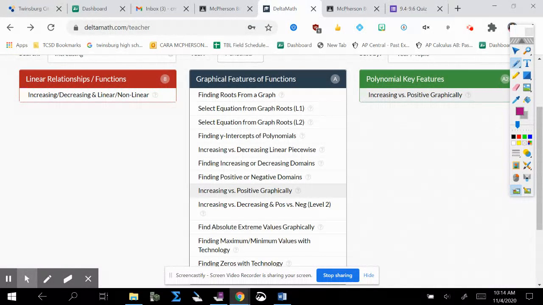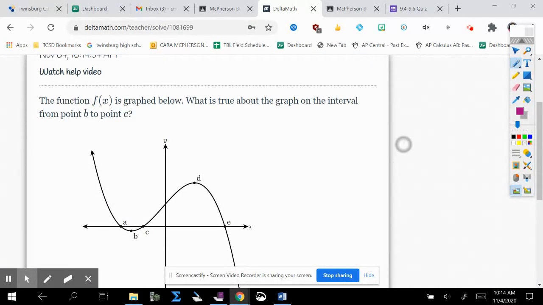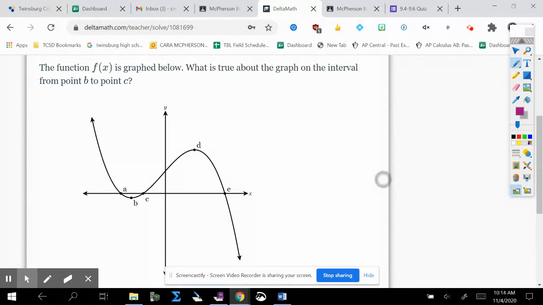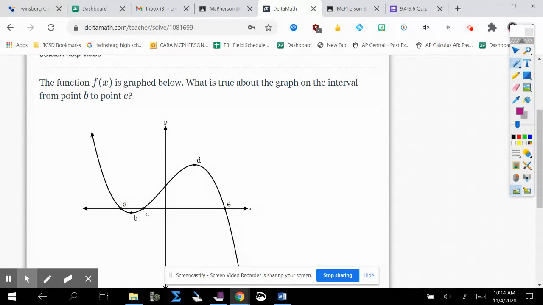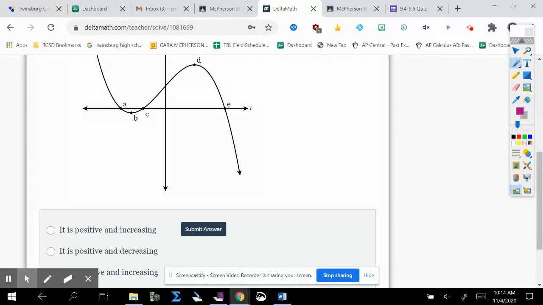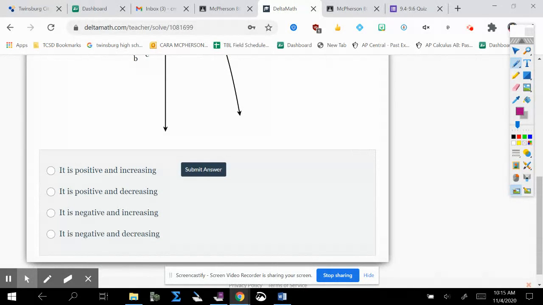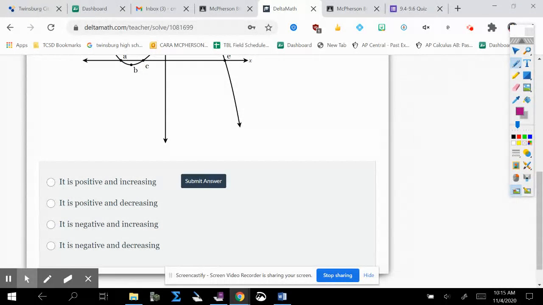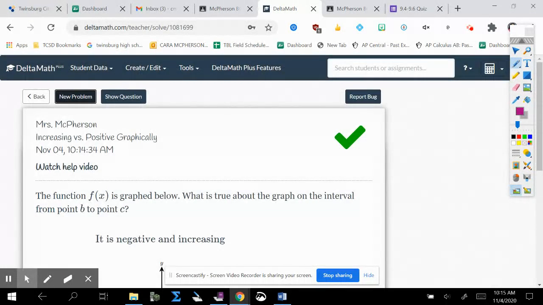Delta Math. So here's a section that asks you, with your picture, to talk about things like increasing, decreasing, positive, or negative. So this particular one wants to know, what do we know about the interval from B to C? If you look on this graph, you see B at the bottom here and then C. From B to C, it's on its way up. So we would say it's increasing because it has a positive slope to get from B to C. However, the location is under the x-axis. So while it is increasing, it is actually a negative part of the function because it's below the x-axis. So you are looking for the one that says it's negative because of where it's located, and increasing because it's on its way up. So we would say negative and increasing, and submit.